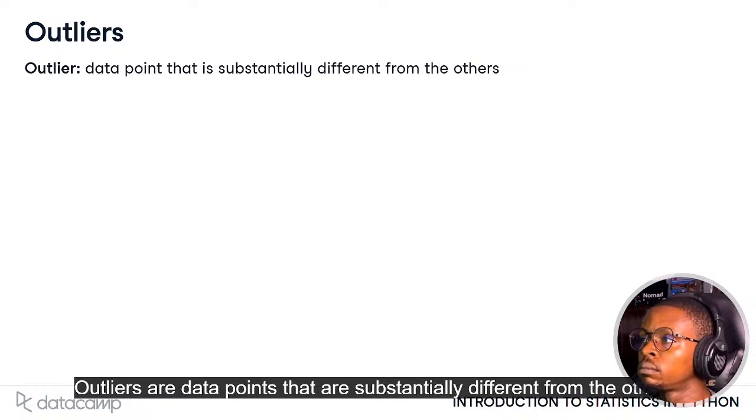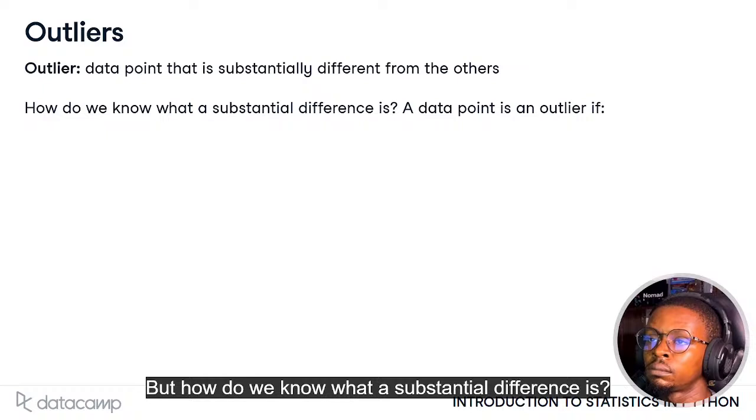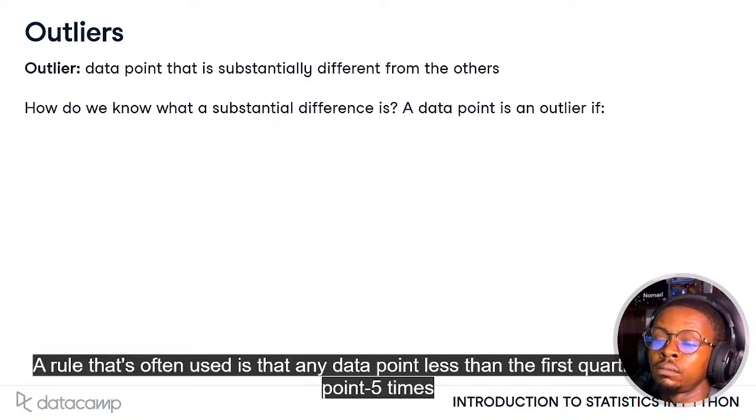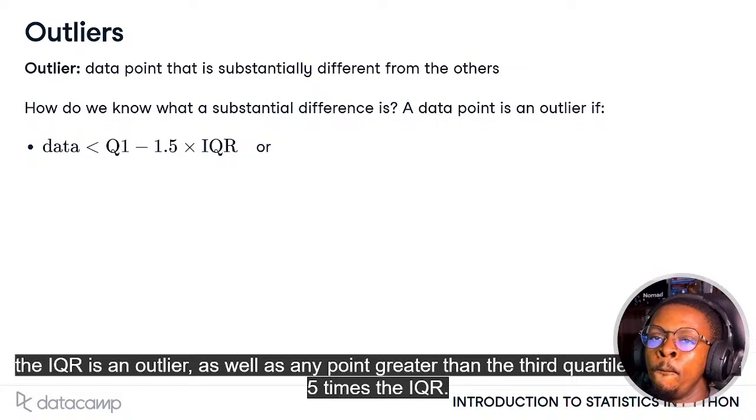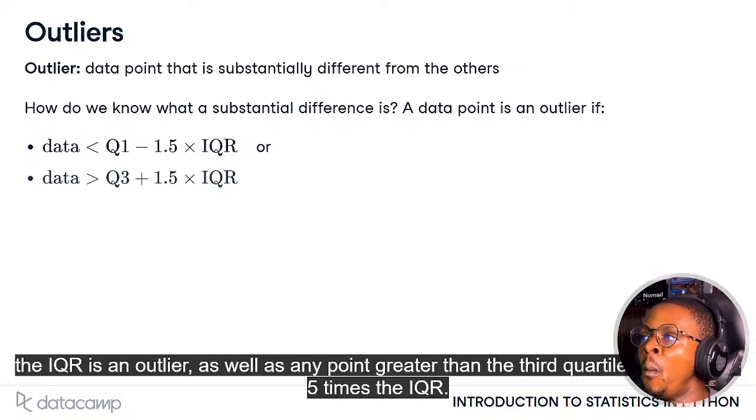Outliers are data points that are substantially different from the others. But how do we know what a substantial difference is? A rule that's often used is that any data point less than the first quartile minus 1.5 times the IQR is an outlier, as well as any point greater than the third quartile plus 1.5 times the IQR.